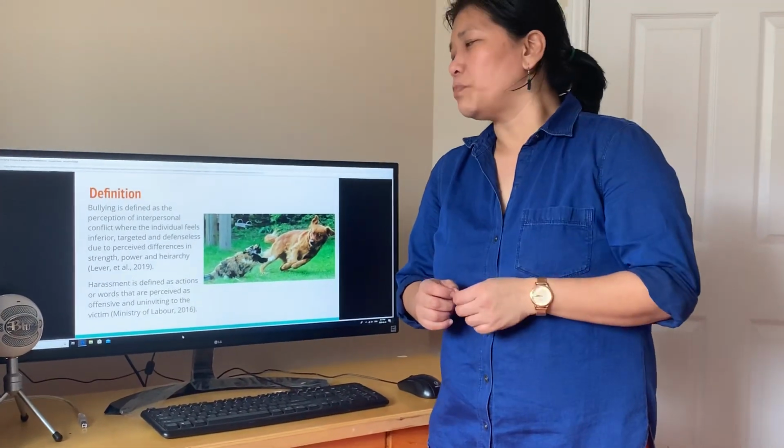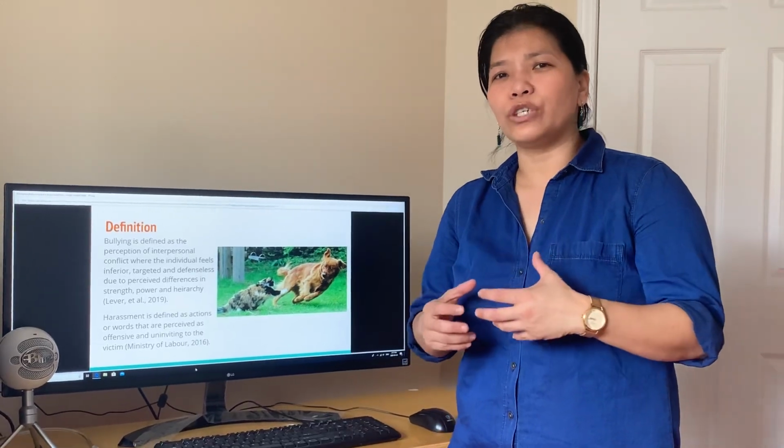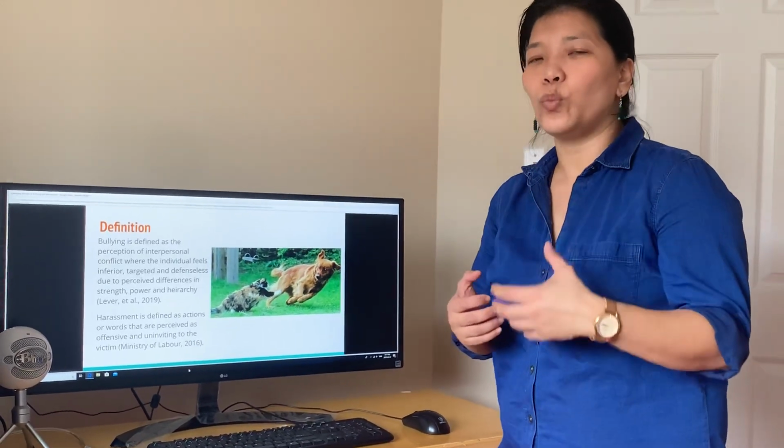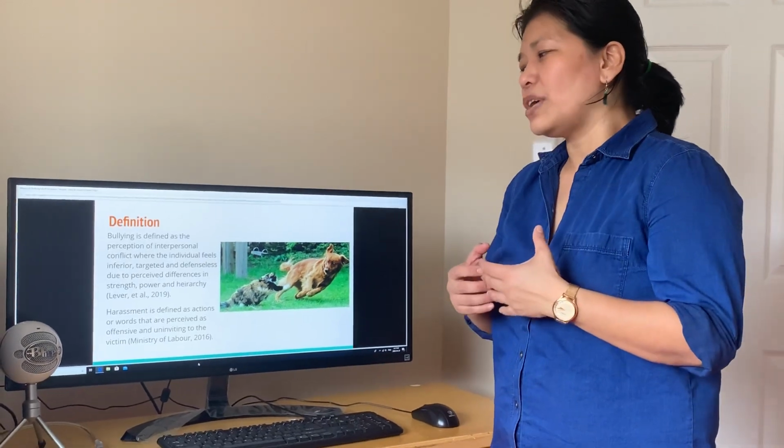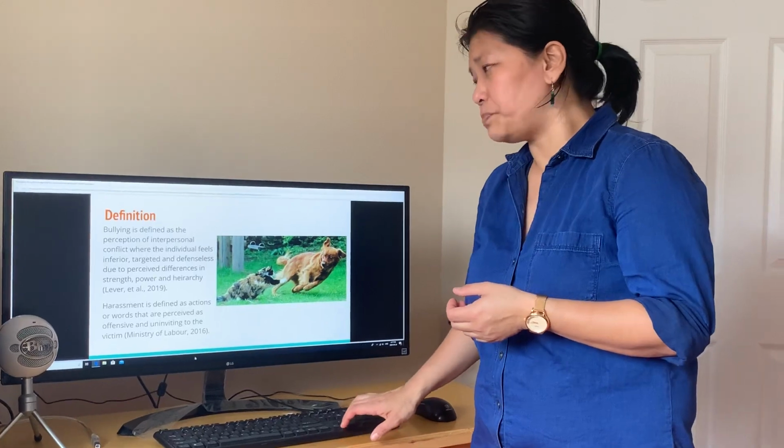Harassment is another aspect, but harassment is more overt, where you can actually see actions or words that are being expressed, and they are also perceived as offensive and intimidating to the victim.